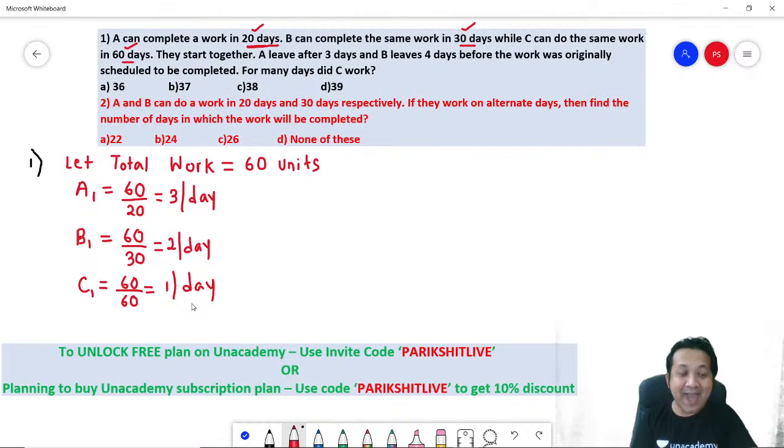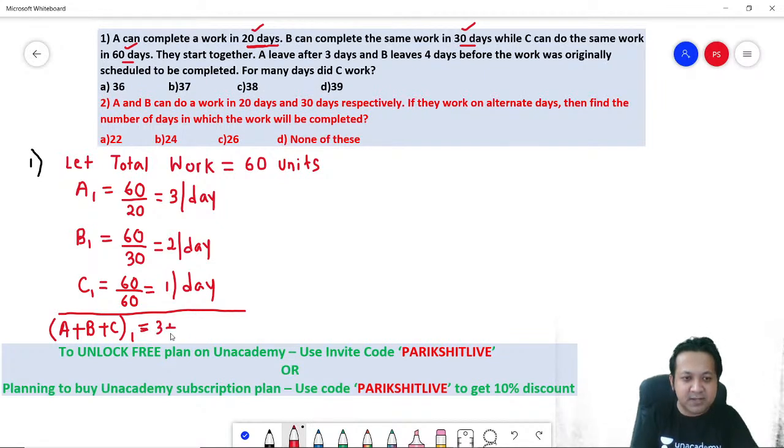Now remember, had they been working together, how much work would they have done in one day? If all the 3 would have worked together, how much work would have been done per day? Add the 3 numbers, 3 plus 2 plus 1. So can I say in one day, they would have basically done 6 units per day. 6 units per day. Correct?